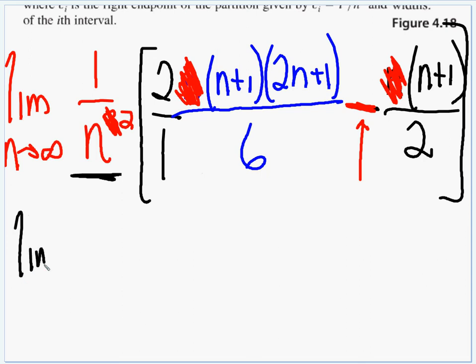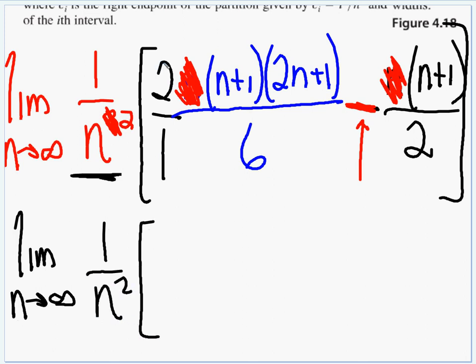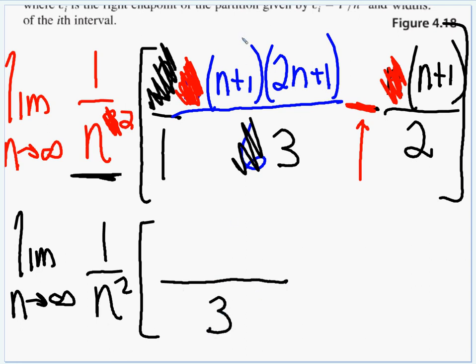So limit, n will go to infinity at some point. We have 1 over n squared, bracket. Let's see here, we can do a cancellation. Divide by 2, that 2's gone, and this denominator is now down to a 3. So denominator 3. And if we FOIL out the stuff here in the blue ink, we're going to have 2n squared plus 3n plus 1.